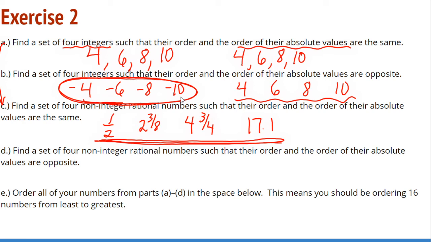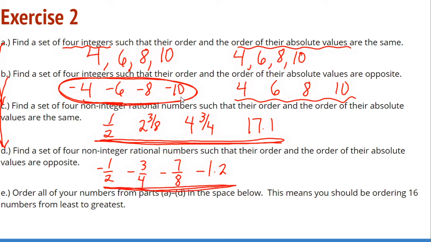Find a set of 4 non-integer rational numbers such that their order and the order of their absolute values are opposite. So we are repeating what we did for part B, but now we are doing it as rational numbers instead of integers. So what if I have -1/2, -3/4, -7/8, and -1 2/10? So they are in order from greatest to least, right here.